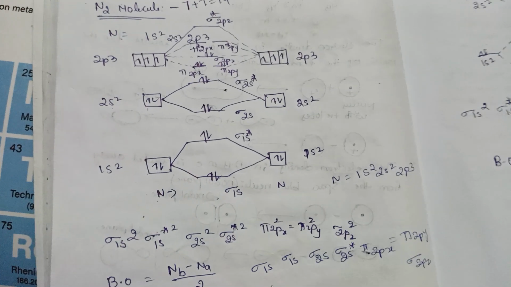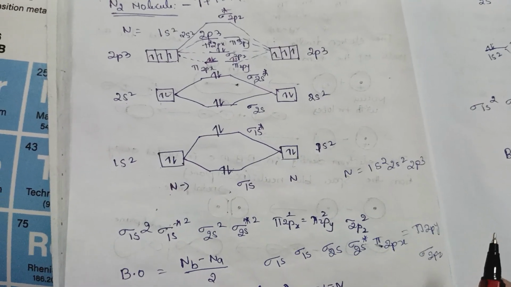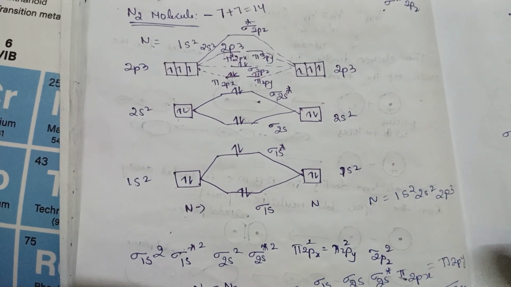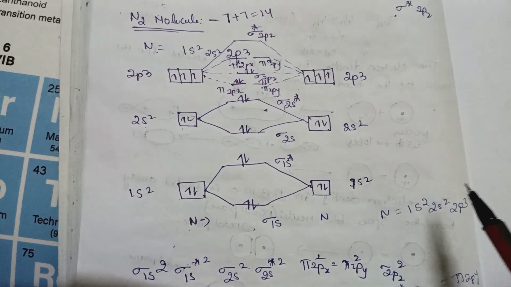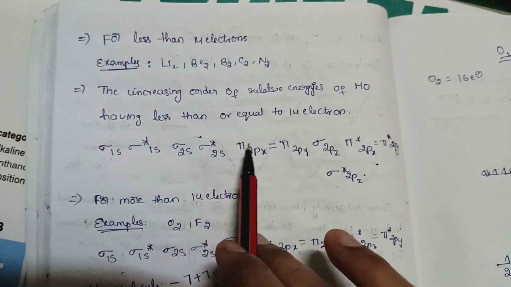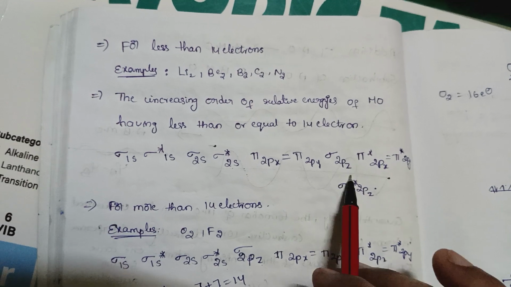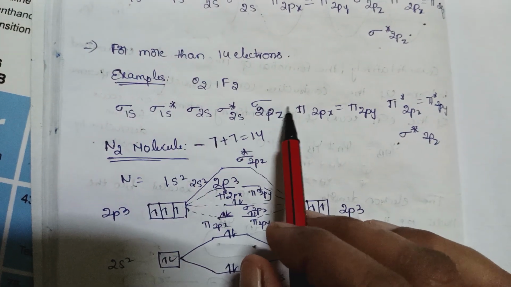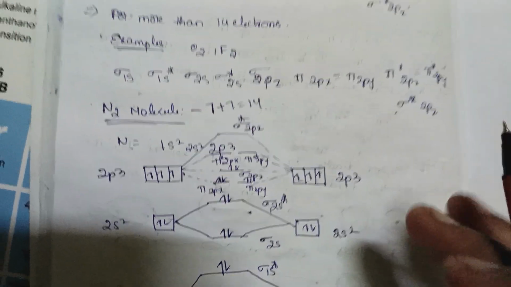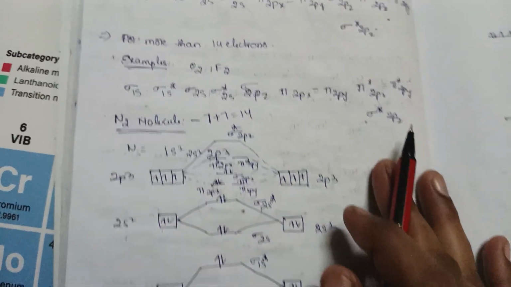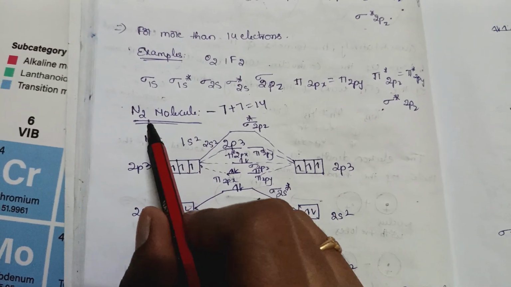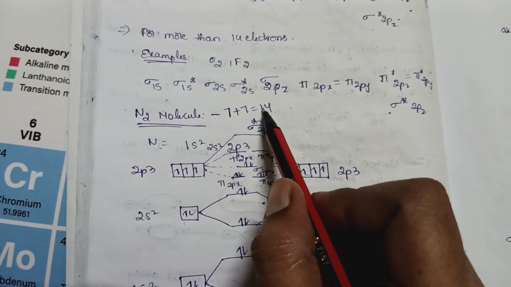From the examination point of view, they will ask only the bond order, so there is no need to draw the molecular orbital energy diagram, but we want to know it, so we are discussing it. For 14 or fewer electrons we use this configuration, and for more than 14 electrons we use this other configuration. We have to remember these two. If you remember these two, we can solve any bond order related questions. First we count the total number of electrons in a molecule. The N2 molecule has 14 electrons.